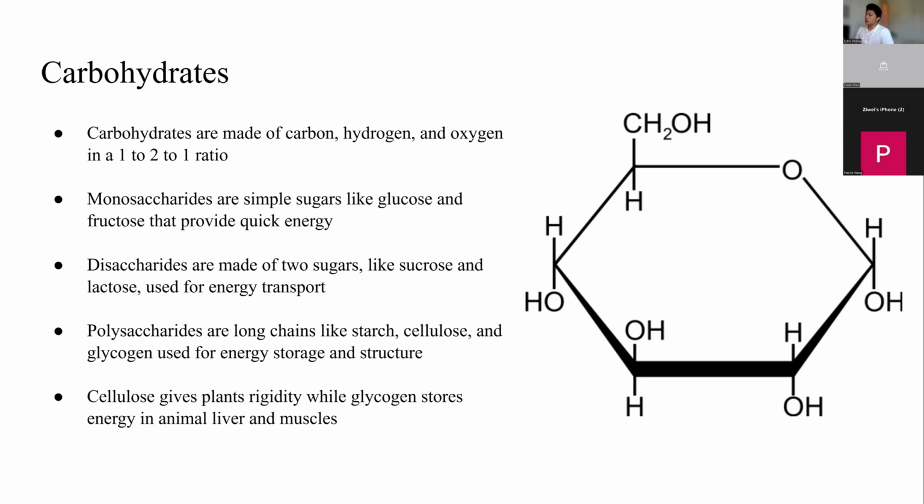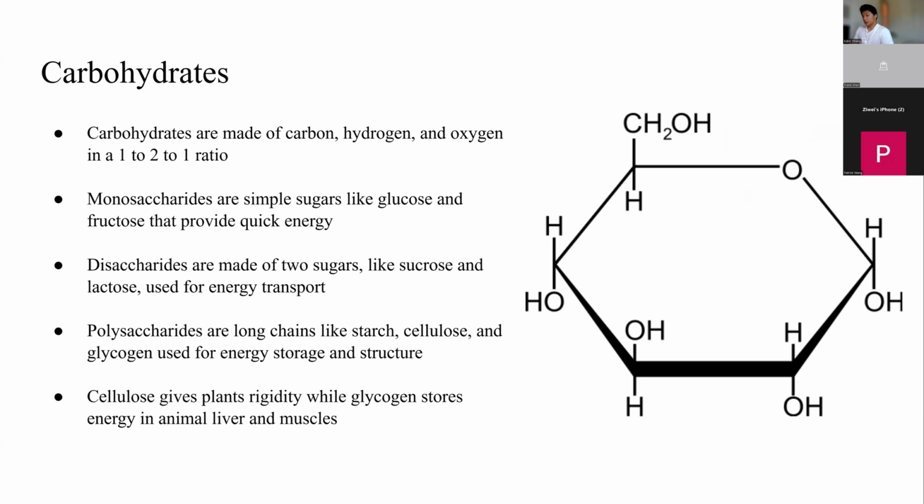And most famously is the carbohydrate known as glucose. Glucose is the main source of energy throughout your body, and glucose's formula is C6H12O6. And if you were to divide 6, 12, 6 and simplify it, you will get 1, 2, 1.